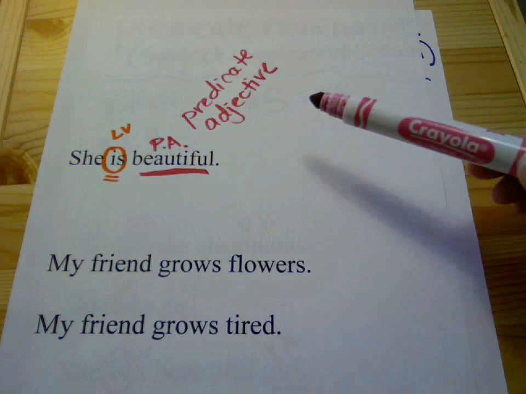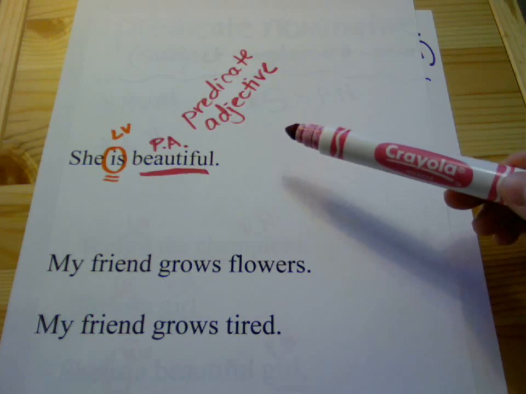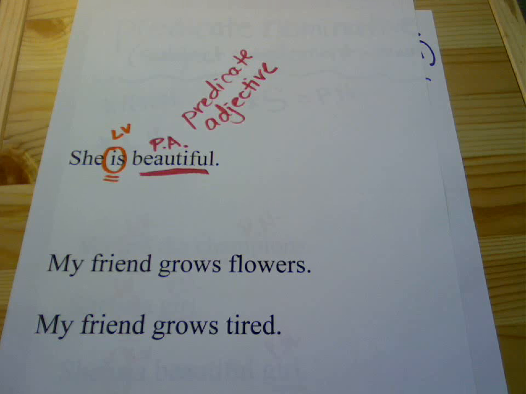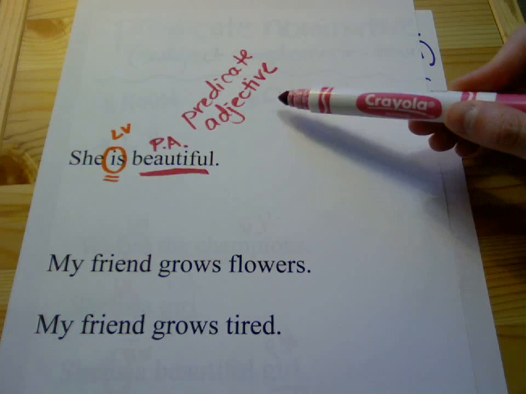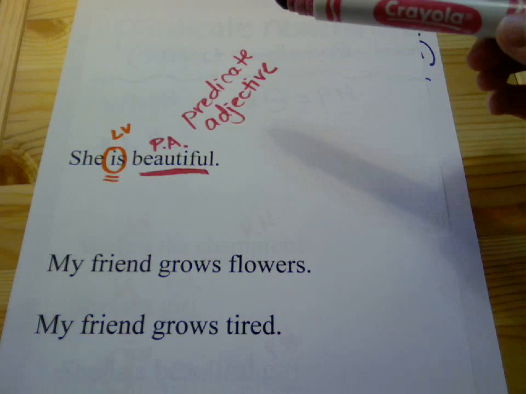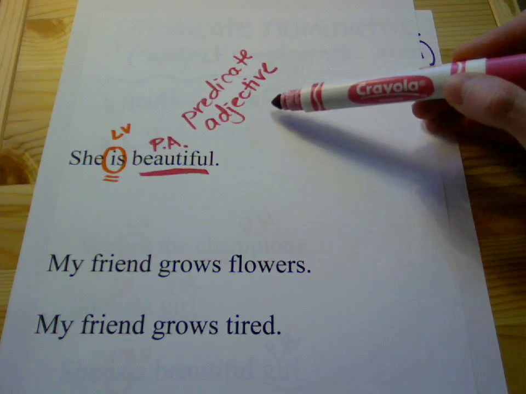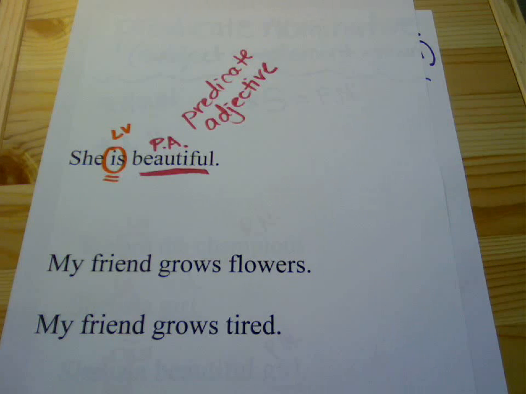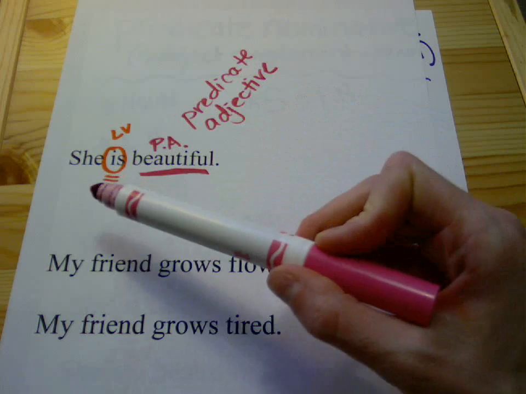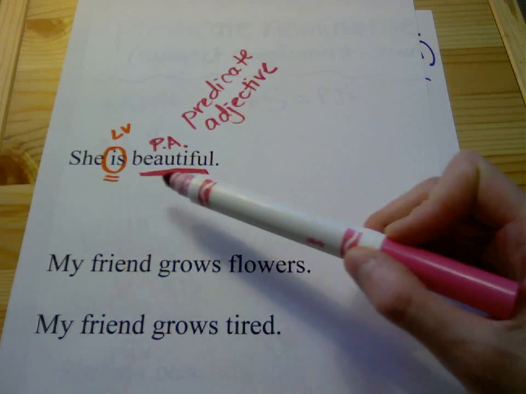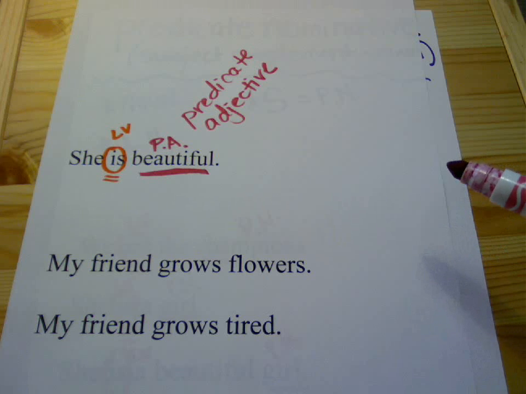The only reason I'm including it in this tutorial about the predicate nominative is that sometimes tests, quizzes, books that have exercises, they include the predicate adjective with the predicate nominative and sort of include it as a noun function, which I always think is kind of weird because an adjective is not a noun. But sometimes they include it, so I wanted to put it here. But you basically find it the same way that you do with your predicate nominative.